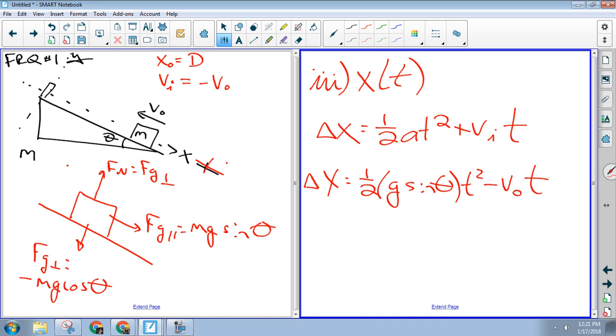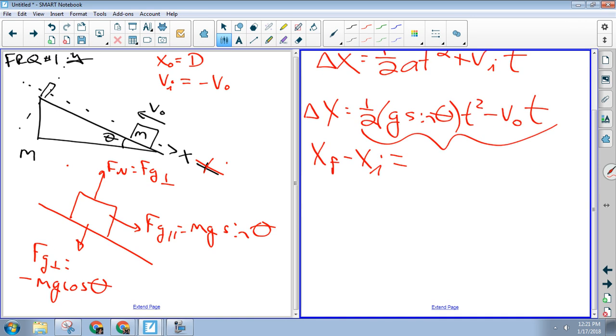This is xf minus xi equals that, right? And our xi is d. So you've got to add d to both sides. So you get this. X final, that's our x at time t, is this mass 1/2 g sine theta t squared minus v naught t plus d.